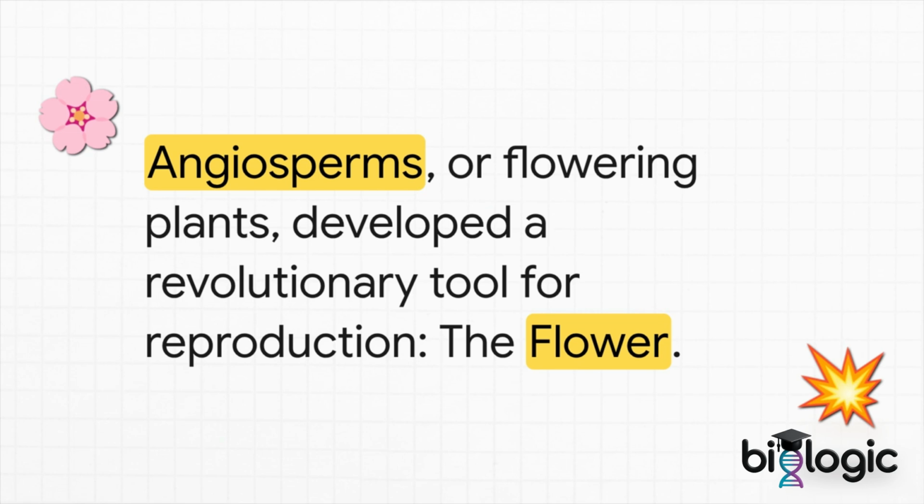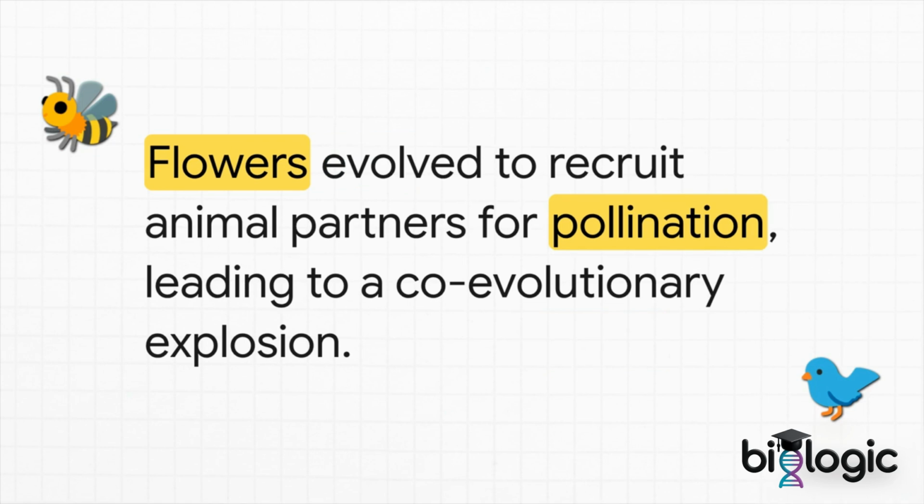So what made the flower so powerful? The crucial advantage was partnership. Instead of just relying on the wind to spread pollen, flowers evolved to recruit animals, insects, birds, bats, to do the job for them. By offering a reward of nectar, they turned these animals into super-efficient, targeted pollen delivery services. This strategy was wildly successful, and it sparked a co-evolutionary explosion of both plant and animal life.